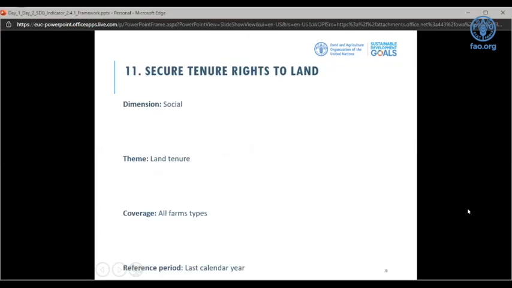So colleagues, this is in fact the last sub-indicator within the framework of SG241, the third one in the social dimension. It's named Secure Tenure Rights to Land. Of course, the dimension is social, the theme is land tenure, the coverage is all farm types, and the reference period for this particular sub-indicator is last calendar year.